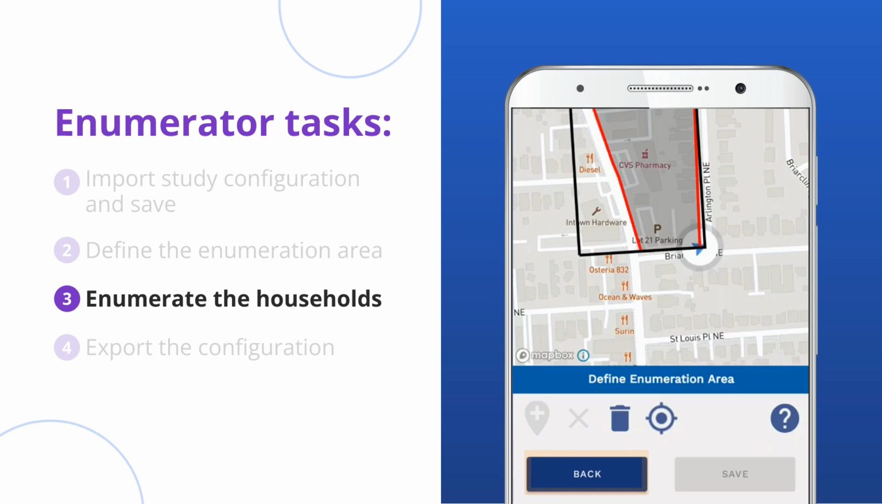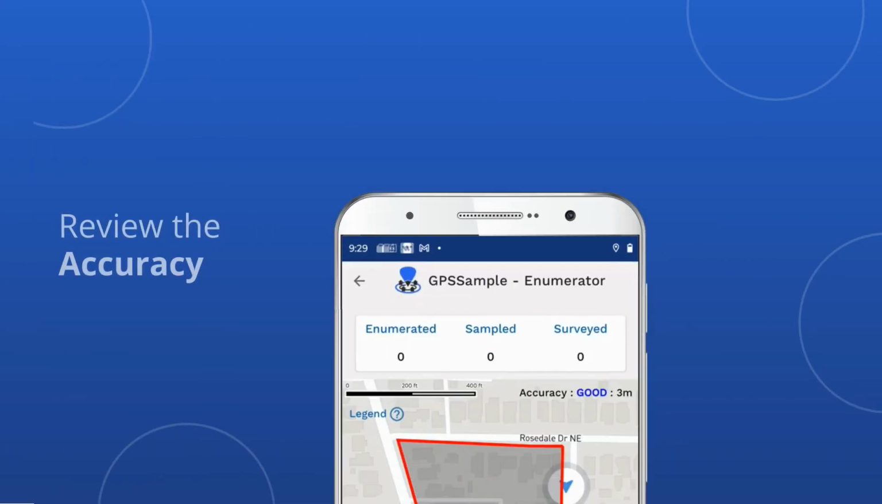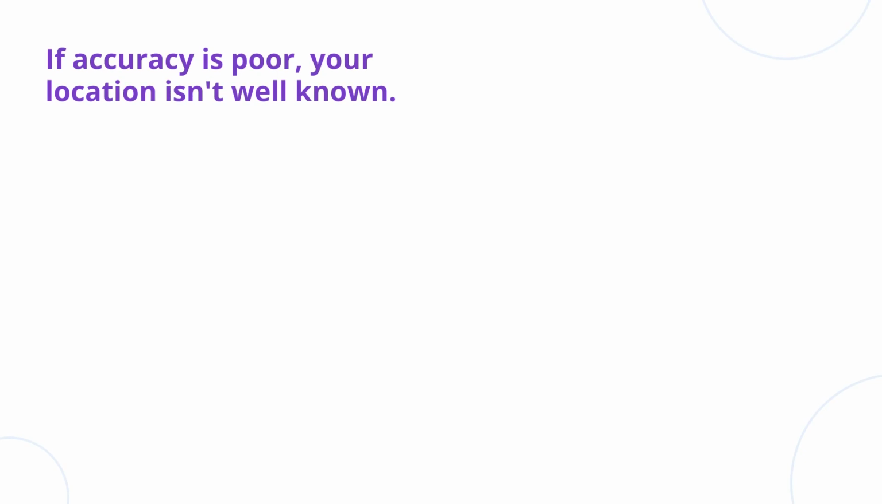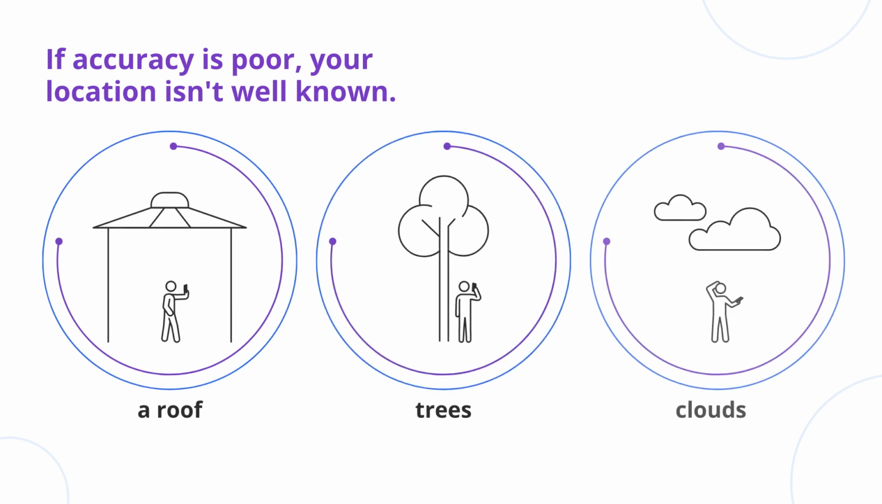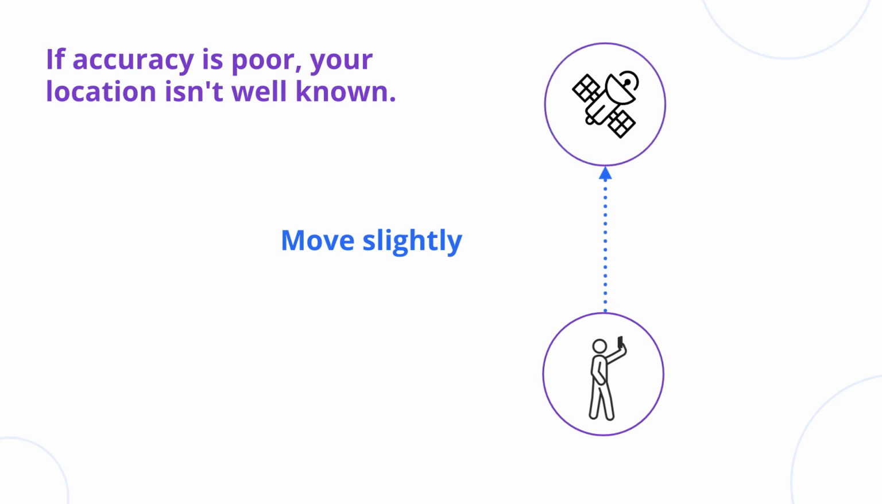Go to the main page and tap the study in order to start enumerating. Walk to the first household and stand in front of the door. Check that the accuracy description you see is good or better. If the accuracy is poor, this means your location isn't well known as the device is not getting a good GPS reading from the satellites. Typically, this is because you are under a roof, trees, or clouds. Move slightly to have a clear view of the sky so your phone can connect to the satellites.